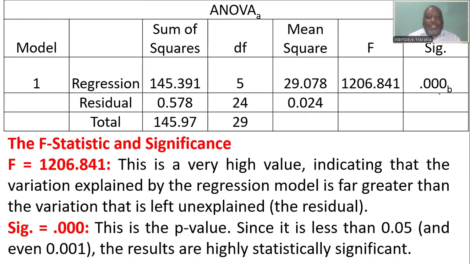And also you are supposed to see our significance value, which is 0.000, which is less than 0.05. Then we say that these results are highly statistically significant. And because they are highly statistically significant, we will be going back to our null hypothesis to see how they turn out.